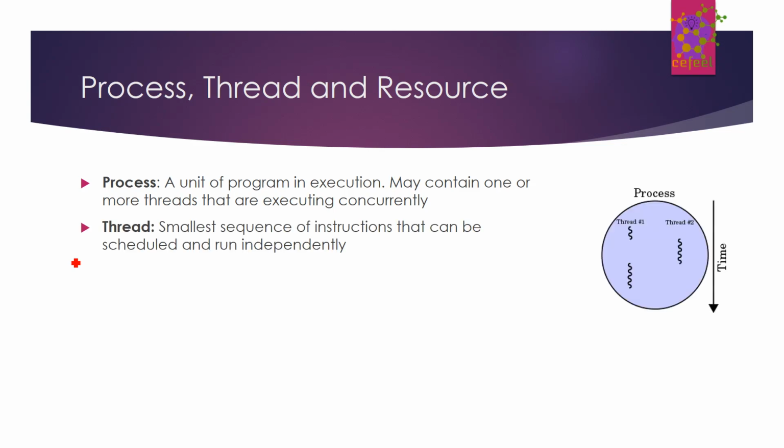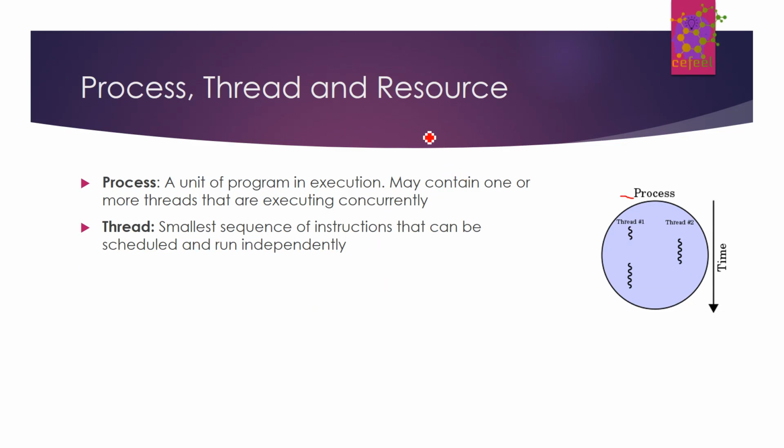So what is a thread? A thread is basically the smallest sequence of instructions, or the smallest unit of execution within a process, that can be scheduled and that can run independently. So normally a process contains more than one thread, which are running in parallel.